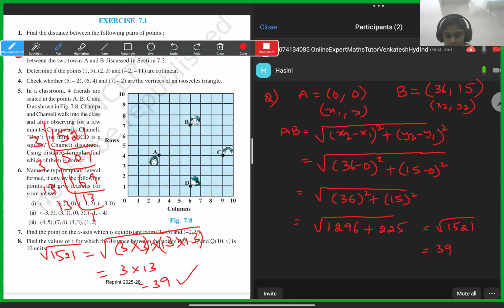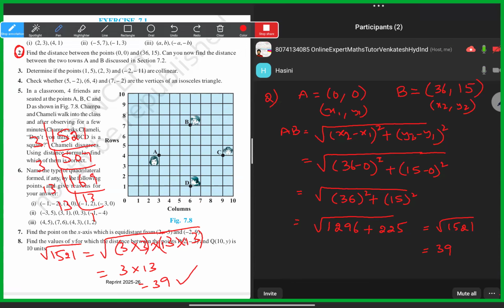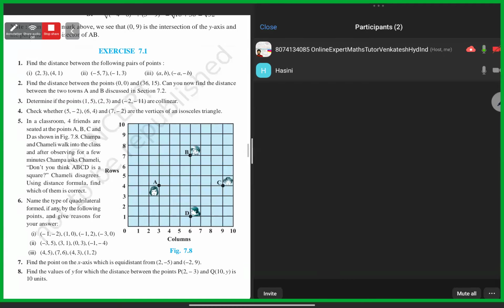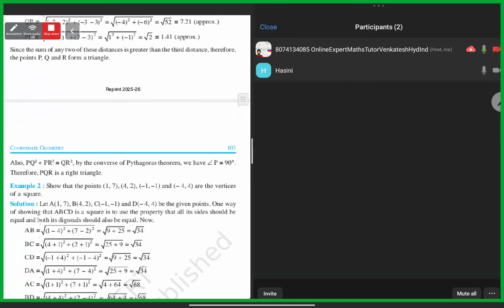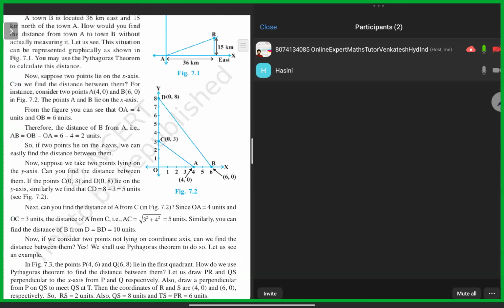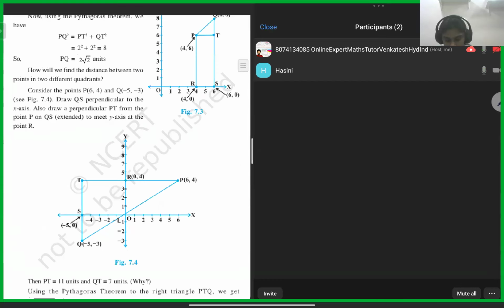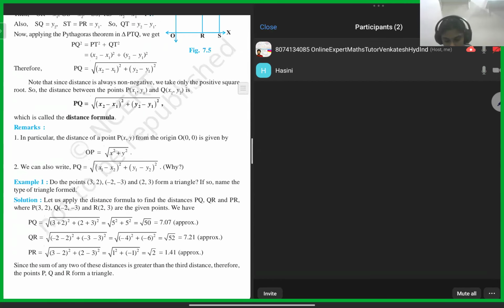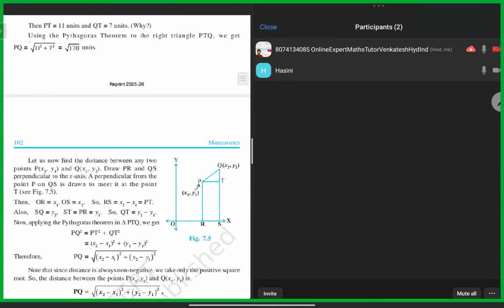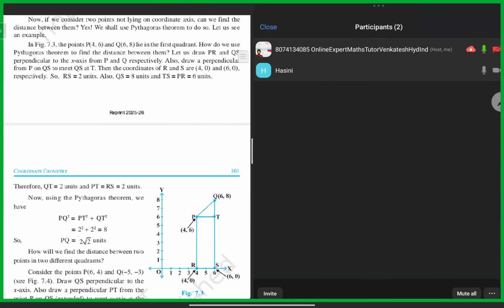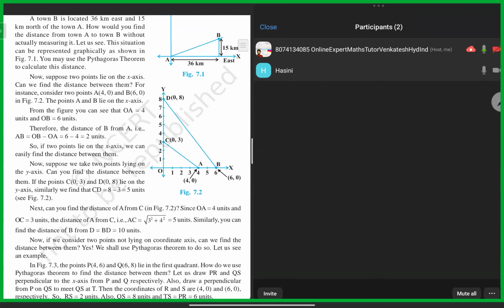Any doubt, Hasni? No, sir. Yes, Hasni. So then they said, what, Hasni? Can you now find the distance between the two towns A and B discussed in section 7.2? This is the second part of the question. So if we see section 7.2, I think it is at the start of the chapter, Hasni. Okay, this one.